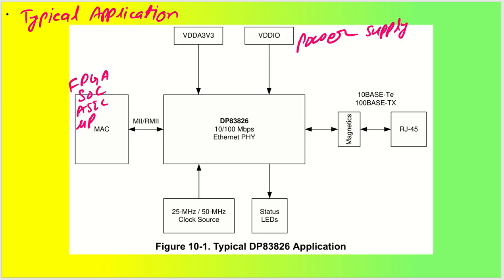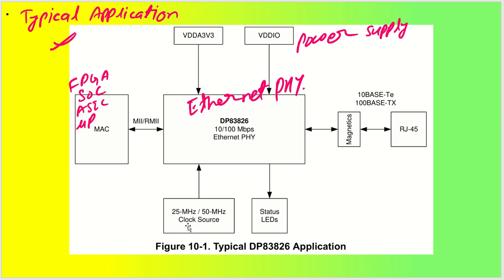Let us move to the next, which is the typical application. As you can see in the typical application, this is my Ethernet PHY IC. The Ethernet PHY IC will require one analog supply voltage, which will be 3.3 volts right now, and it will also require one logic level voltage, which is for the IO voltage level. That can be either 1.8 volts or 3.3 volts. Next, it will require some LED status indicators, which will either be built into the RJ45 connector, or you can keep them separately on the board, right?